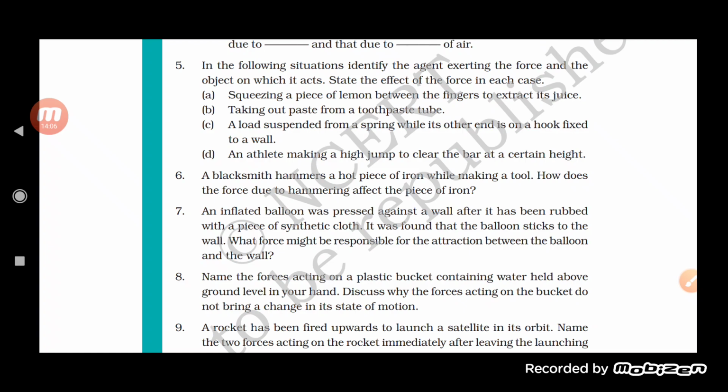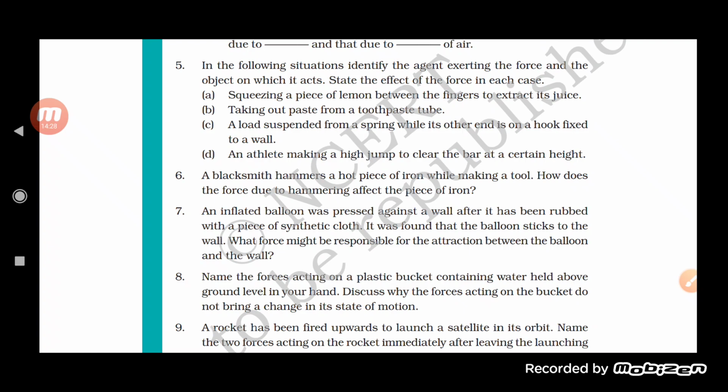So a load suspended from a spring while its other end is on a hook fixed on a wall, what will be the effect? Yes, obviously it will change the shape and the size of the spring, because it stretches downward, so it will change the shape and size.